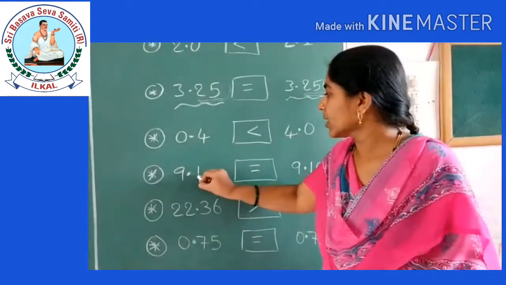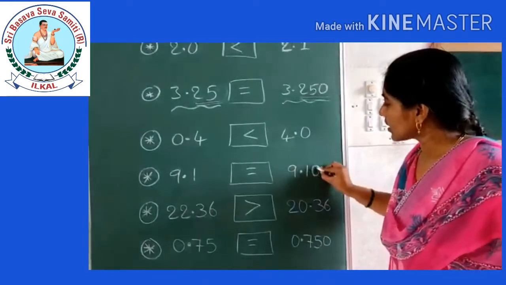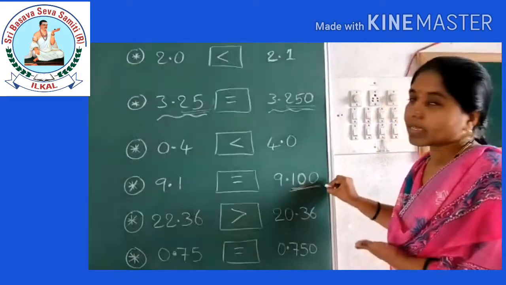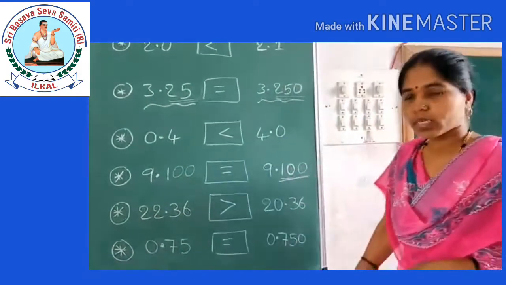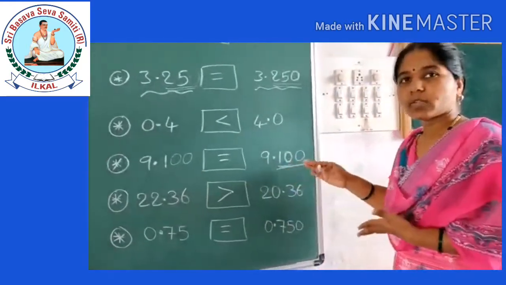Observe this: 9.1 is equal to 9.10. Just before I said, children, if they gave two places, let them give another place. Here how many places will they give? Here also we can consider it while comparing. Okay? 9.1 will be equal to 9.10 or 9.100.